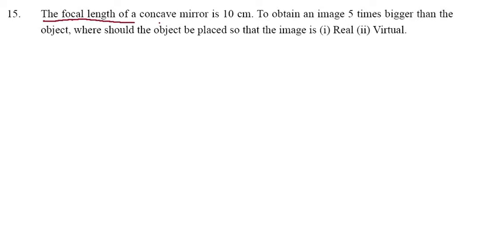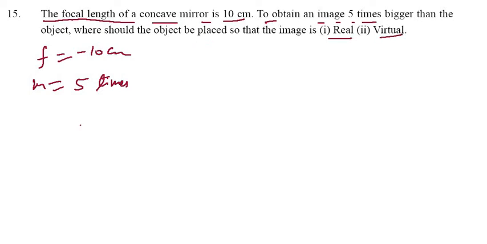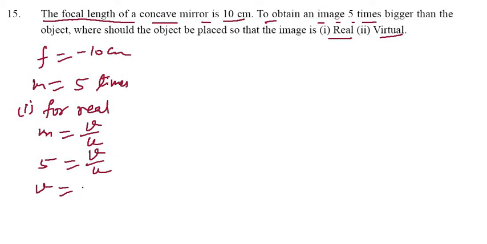The focal length of concave mirror is 10 centimeters. So F is equal to minus 10 centimeters. Concave, so that is why it is negative. To obtain the image 5 times bigger than the object, where should the object be placed so that the first image is real and the second is virtual? So first one, real. So M is equal to V upon U. Put the value. So it is 5 and V is equal to 5U.